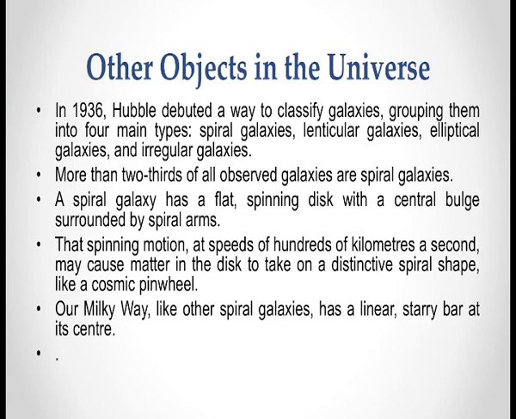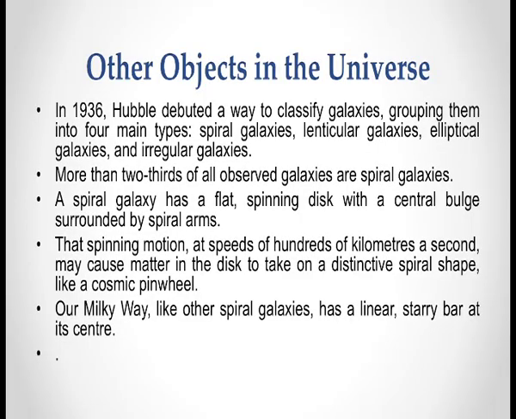In 1936, Hubble debuted a way of classifying galaxies, grouping them into 4 main types: spiral galaxies, lenticular galaxies, elliptical galaxies and irregular galaxies, because galaxies are the building blocks of the universe. These galaxies are built by stars. So galaxies are classified as spiral galaxies, lenticular galaxies, elliptical galaxies and irregular galaxies by Hubble in the year 1936. More than 2/3 of all the observed galaxies are spiral galaxies.